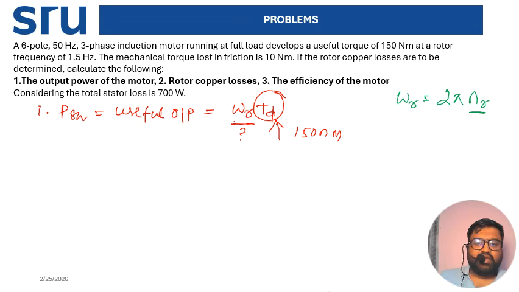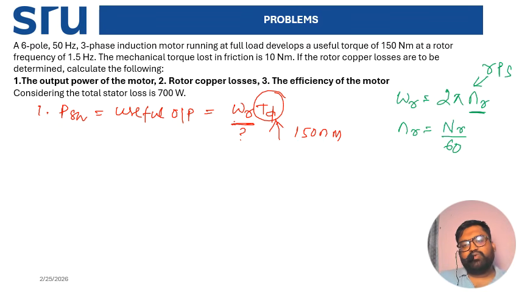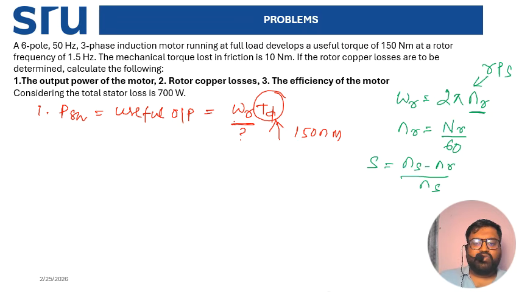Then what is the formula of nr? nr is nothing but capital Nr by 60, because small nr is represented in RPS, revolutions per second, but we have to make it from Nr in RPM by 60. But how to find this Nr? We know the slip formula: slip equals Ns minus Nr by Ns. In this formula also we can find Nr, but we should know the synchronous speed as well as the slip.